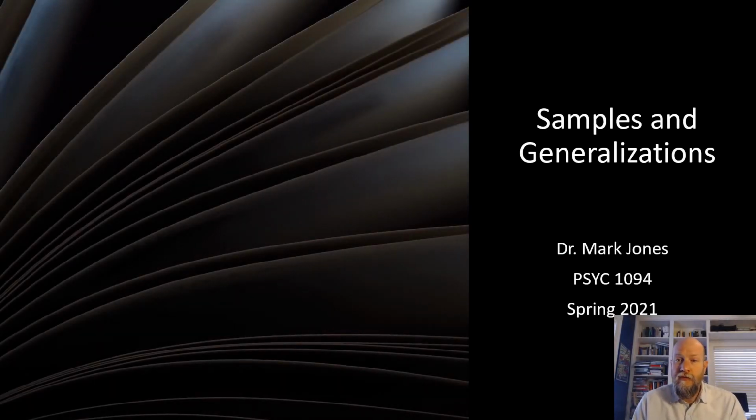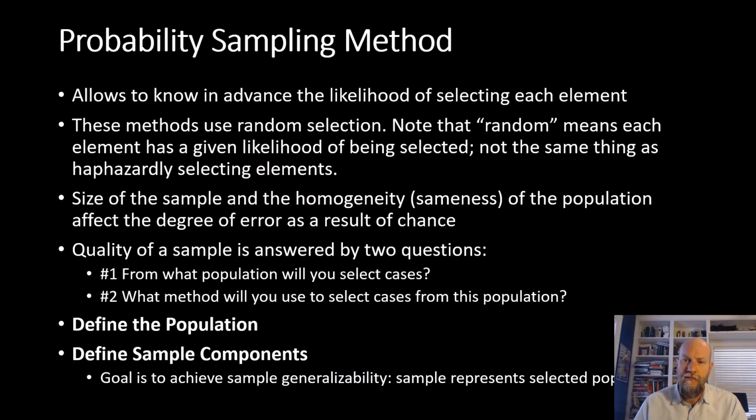Welcome to part 2 of 2 on our lecture covering chapter 6 from your textbook on samples and generalizations. So we had talked about non-probability samples in the previous slide. Now we're going to talk about probability sampling methods.